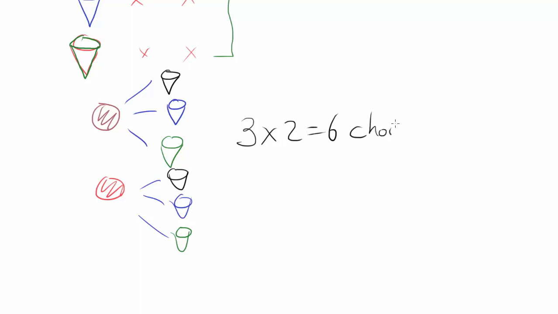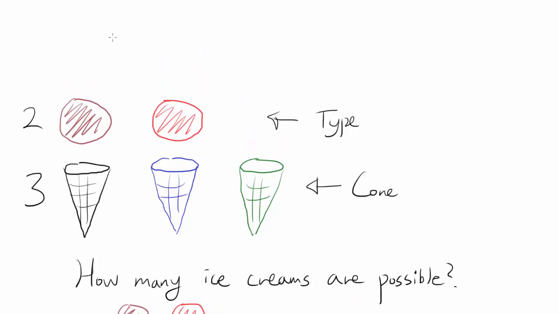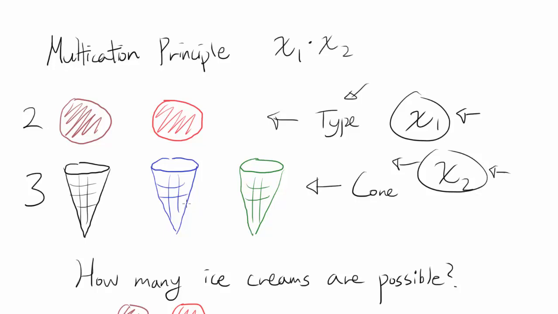And this is guiding us toward a very important principle in counting, the multiplication principle. It's basically telling you that if you have, let's say, x sub 1 choices for the first category and x sub 2 choices for the second category, the number of total possibilities by picking one item from the first category and one item from the second category, you just multiply them up, x sub 1 times x sub 2. So that's the multiplication principle.